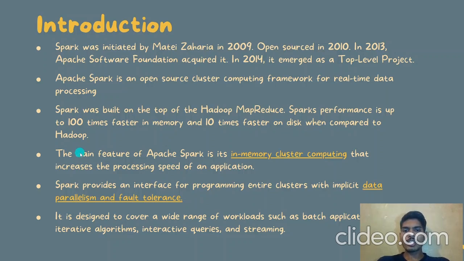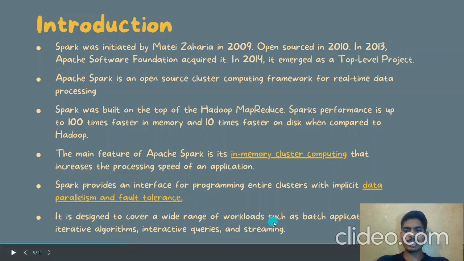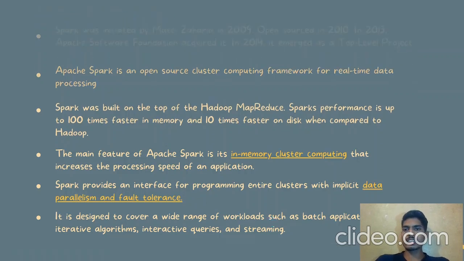The main feature of Apache Spark is the in-memory cluster computing, which increases the processing speed of the application. Also, it provides data parallelism and fault tolerance, meaning data is processed in parallel, and if a user makes mistakes, it handles it automatically. It is mainly designed for a wide range of workloads like batch applications, iterative algorithms, interactive queries, and for streaming purposes.